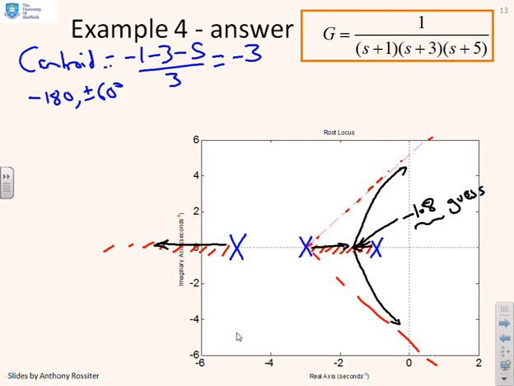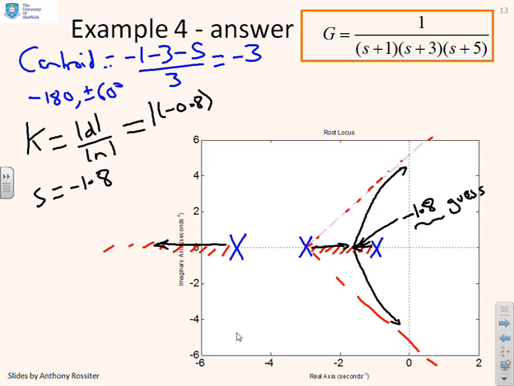So now let's find the corresponding k. So k is going to be the modulus of d over the modulus of n. Now, what I'm going to do is use a value, s equals -1.8. So if I just write d in full, s plus 1 is going to be -0.8. S plus 3 is going to be 1.2. And s plus 5 is going to be 3.2. So you'll see they're all real numbers, so I don't even need Pythagoras for this case. The answer comes out quite straightforwardly.